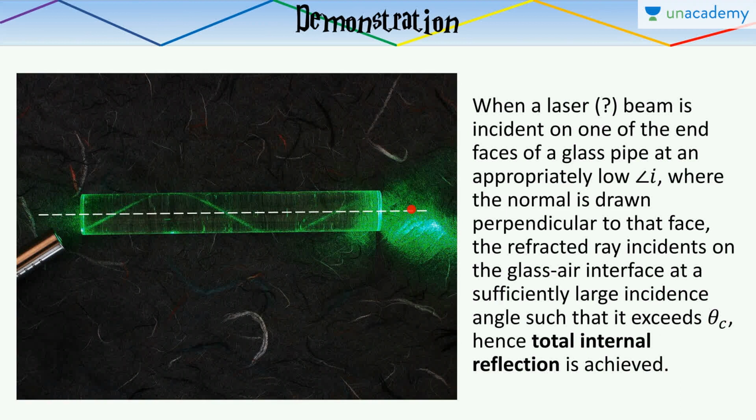The refracted ray that enters the glass pipe, which is this one right here, which you can see because of the impurities in the glass, is incident on the glass-air interface, which is this point here, at a sufficiently large incidence angle such that it exceeds the critical angle, and hence total internal reflection occurs at this face. It also occurs at this face, and at this face, because the angle of incidence is equal to the angle of reflection. You will keep on getting total internal reflection as long as the pipe extends.